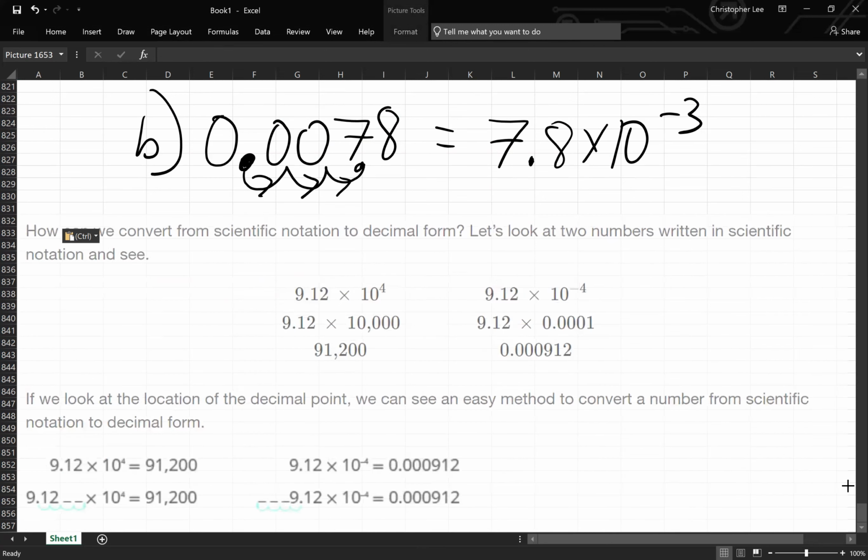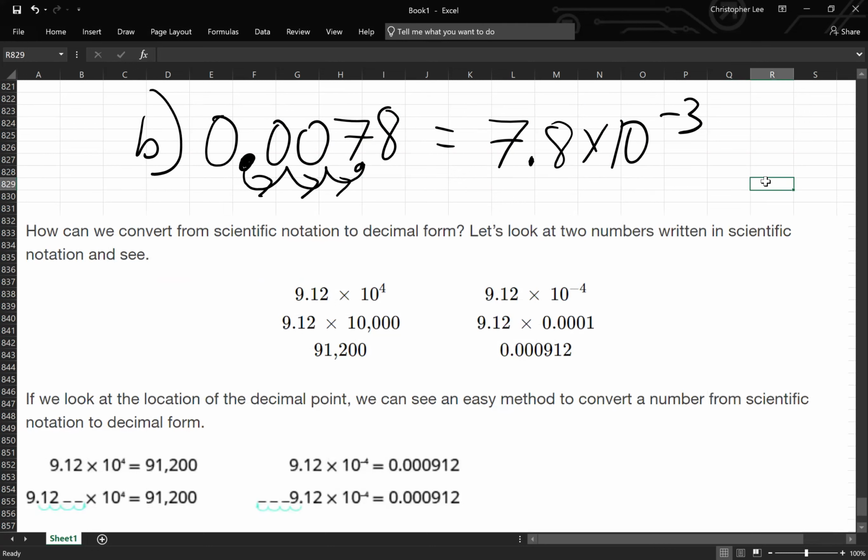All right. So how can we convert from scientific notation now to decimal form? Let's look at two numbers written in scientific notation. So I have 9.12 times 10 to the fourth power. So that means 9.12 times 10,000, which is what? 91,200, right? Smaller number now, right?